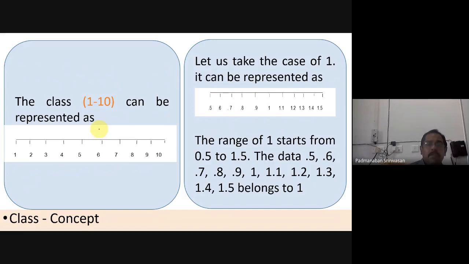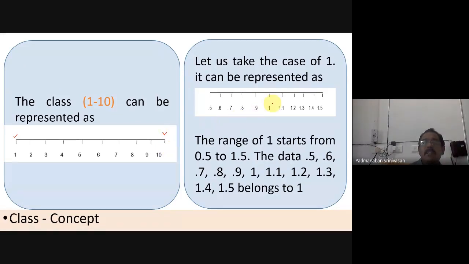Okay, let us see how 1 to 10 can be represented. See, we just concentrate on the left-hand side. See 1 to 10, that has been represented by a line diagram. So you start with 1 and you end with 2. This is the first class, number 1, first class.